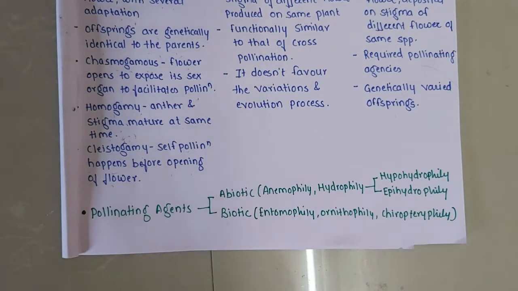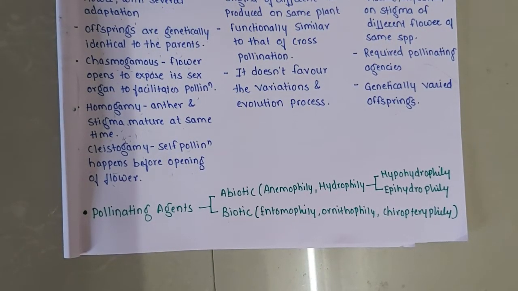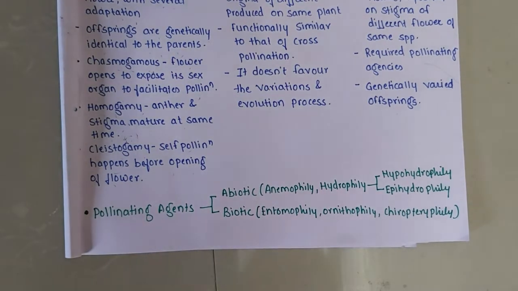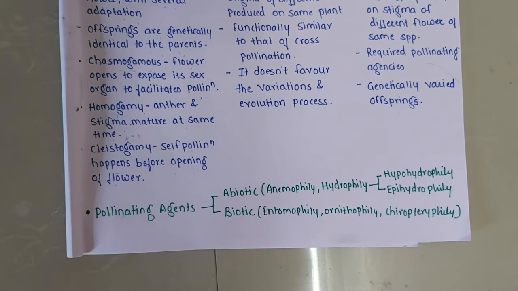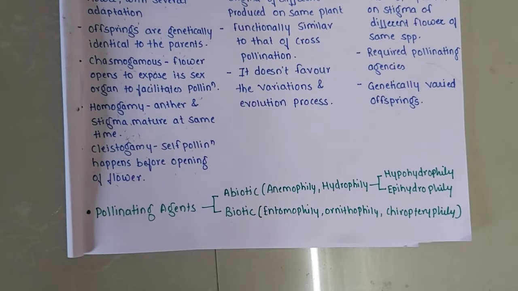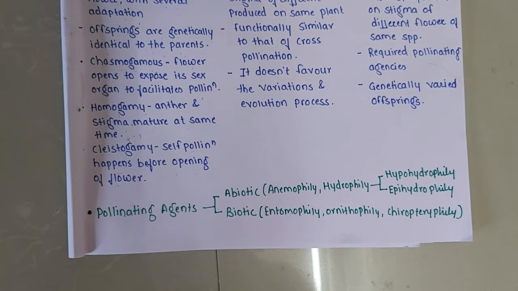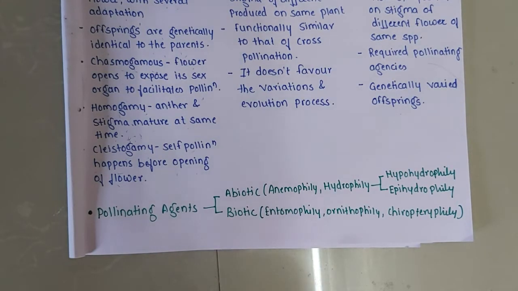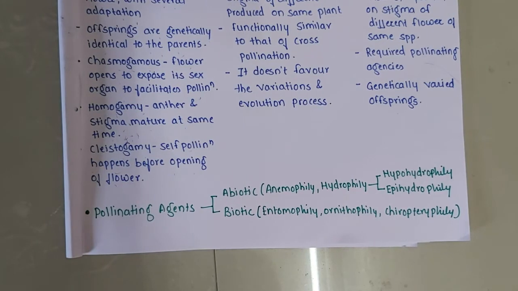Okay, so pollinating agents could be abiotic or biotic. Abiotic, they have given two terminologies, that is anemophily and hydrophily. Biotic is nothing but entomophily, ornithophily and chiropterophily. Okay, so we are going to deal with them one by one.